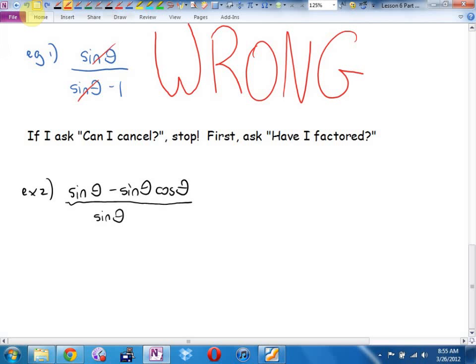Have we factored anything here at all? Have we done a GCF or a difference of squares or anything bracket-wise or anything like that? Vlad? Then before you go further, factor. Hey, how can I factor that top row? GCF. And you'll have a 1, a minus, and a cos theta all over sine theta.